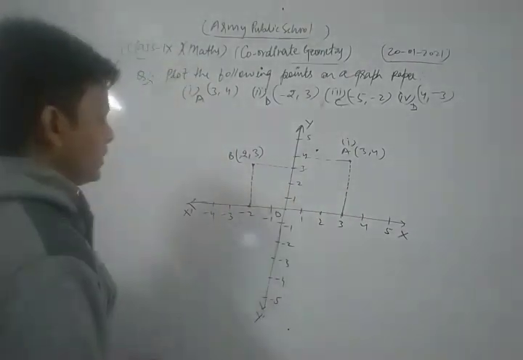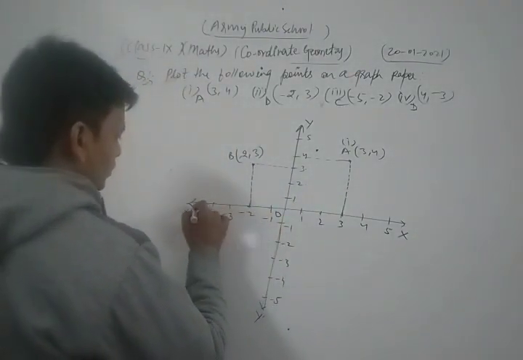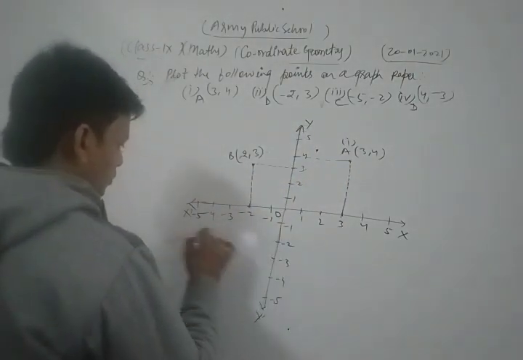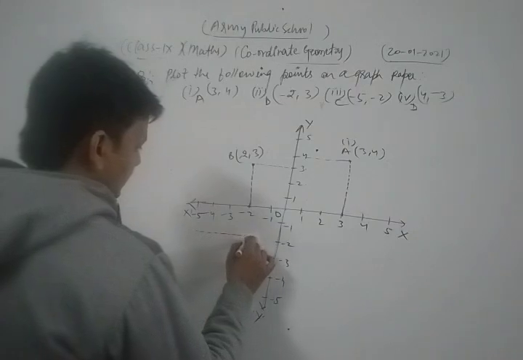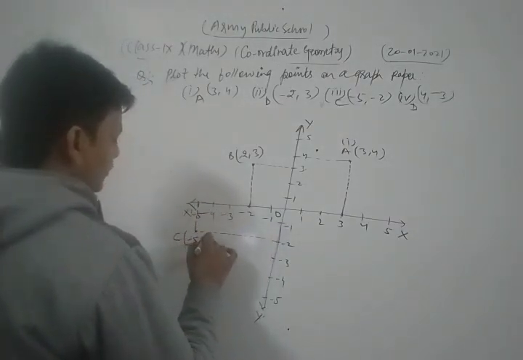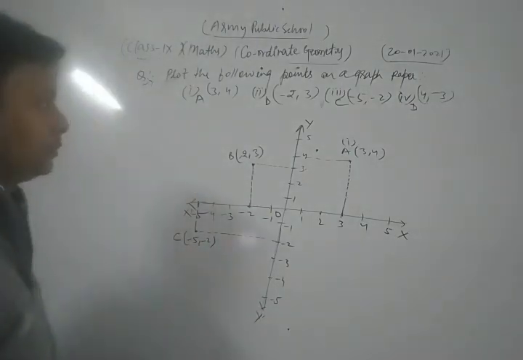So then let's see. Minus 1, 2, 3, 4, and here minus 5 and minus 2 is there. So here this is in that place, this is the point C located, minus 5, minus 2. Okay, this is the location of the third point.